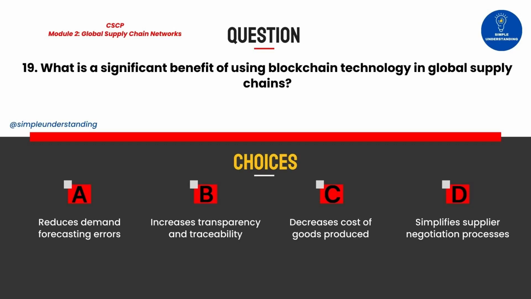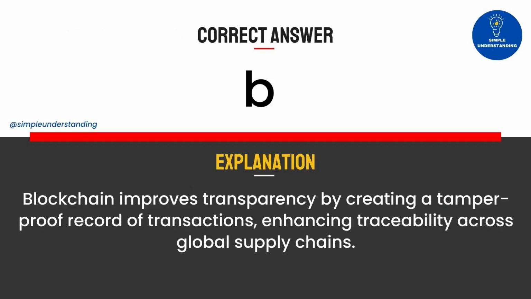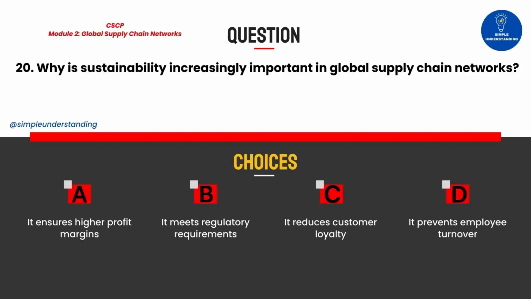A. Reduces demand forecasting errors. B. Increases transparency and traceability. C. Decreases cost of goods produced. D. Simplifies supplier negotiation processes. Correct answer: B. Explanation: Blockchain improves transparency by creating a tamper-proof record of transactions, enhancing traceability across global supply chains. 20. Why is sustainability increasingly important in global supply chain networks?